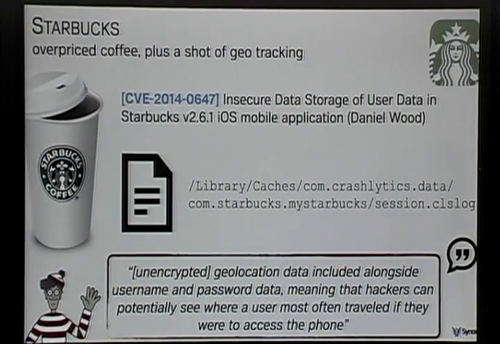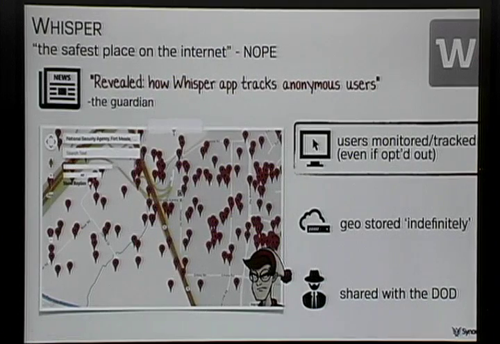The first one is Starbucks. It's kind of funny. You don't think, why is Starbucks tracking me? But older versions of the Starbucks app stored users' geolocation coordinates in an unencrypted file called session.clog. Again, this is problematic if the phone was lost or stolen, because it can provide an attacker with a wealth of information about the user's location. Luckily, this was reported, received a CVE, and was patched, so current versions are not vulnerable.